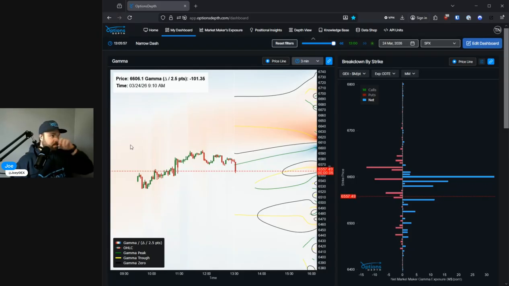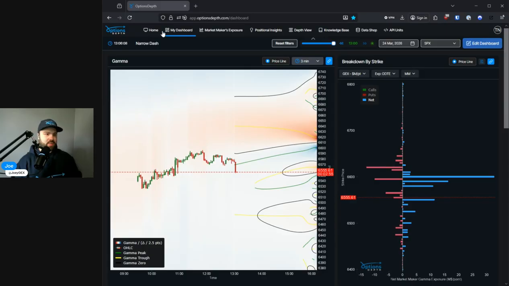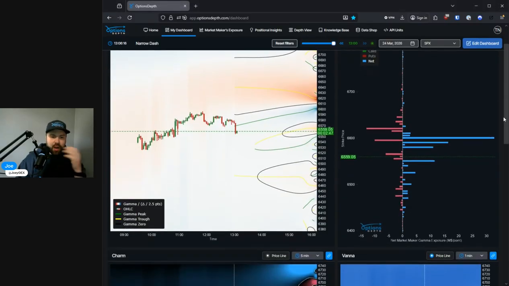All right. So obviously, this is the options depth platform. This is what we're talking about. It's a very simplistic platform. This is how I have my dashboard set up. Anybody that's on here can have your own dashboards. There are tutorials on how to set all of that up and edit it and do what you want with it. For our purposes, we're just going to talk about how I have mine set up.